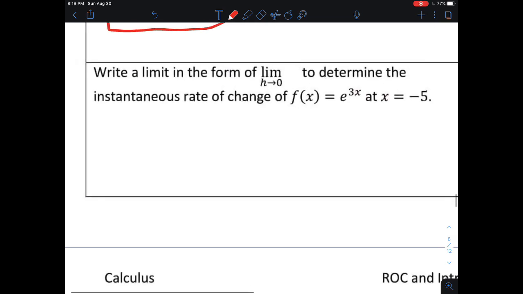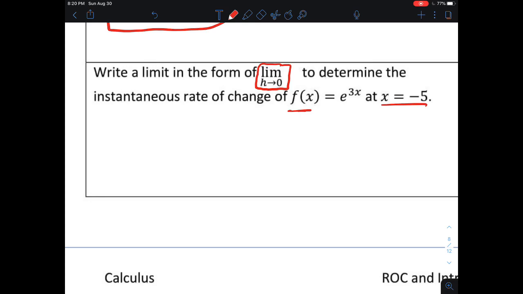Okay, now let's go the other direction. These are questions that you often encounter on a multiple choice exam where they're giving you a derivative in the form of a limit, and you have to interpret as to what that limit is actually telling you. So to prepare for that, I want to write the limit in the form as h approaches 0 to determine the instantaneous rate of change of f of x at x is equal to -5.